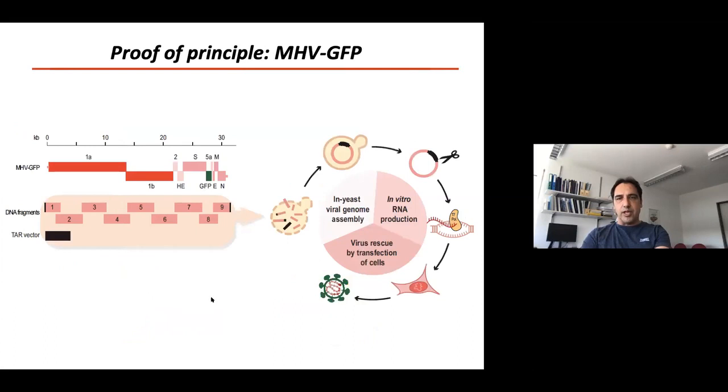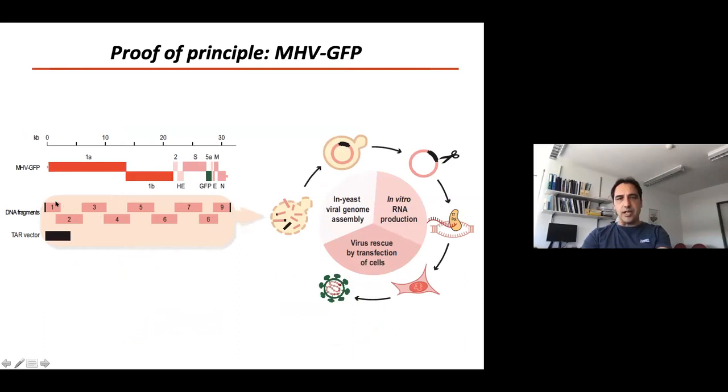And this is what we tried first. In this case with mouse hepatitis virus, and we used already cloned virus where we have introduced the GFP just to be able to see: is that technique useful? Is it feasible? How much work is needed to get a clone? And here you see the design.